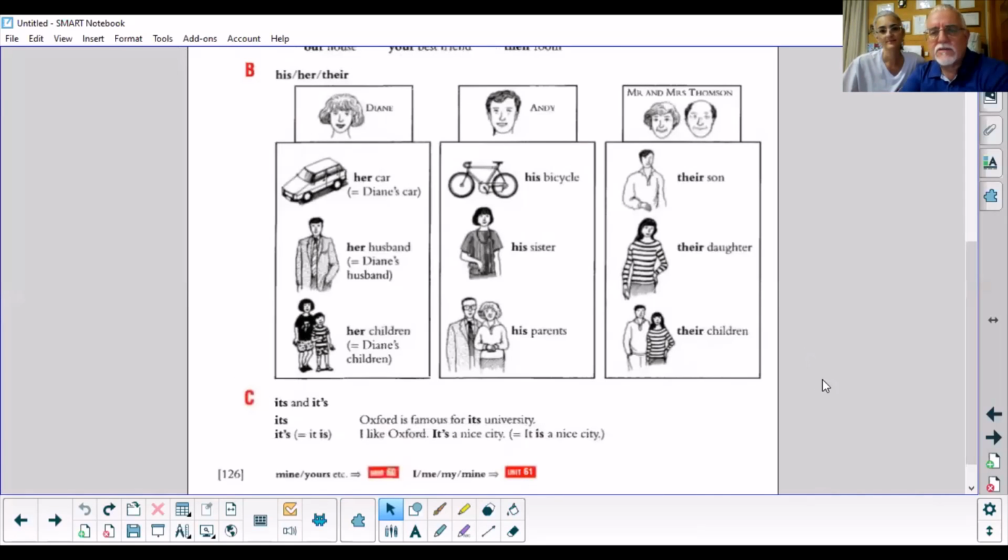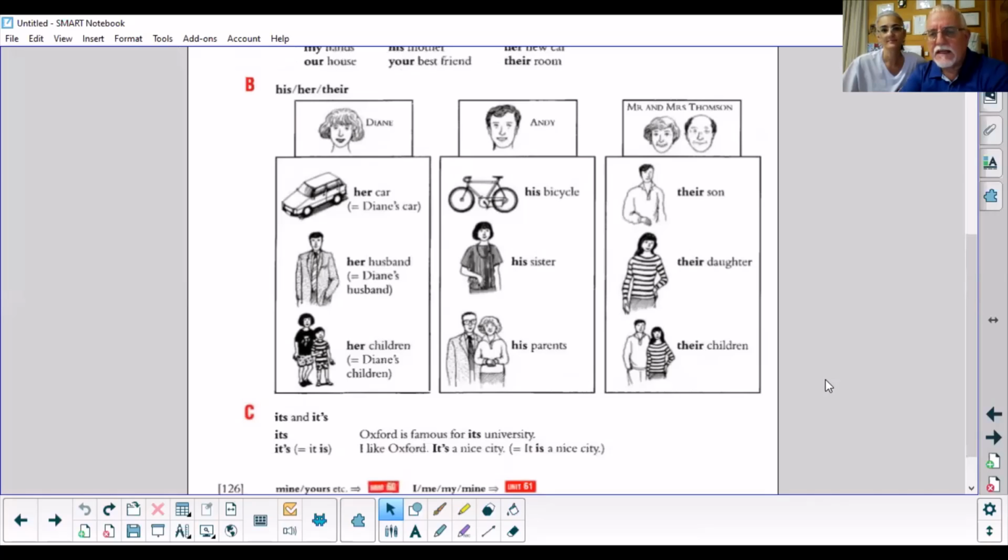Okay, so you should still be able to see this. I've taken it down a bit so we can fit it all in the page, and the video window doesn't interfere with it there. So, her car is equal to Diane's car.